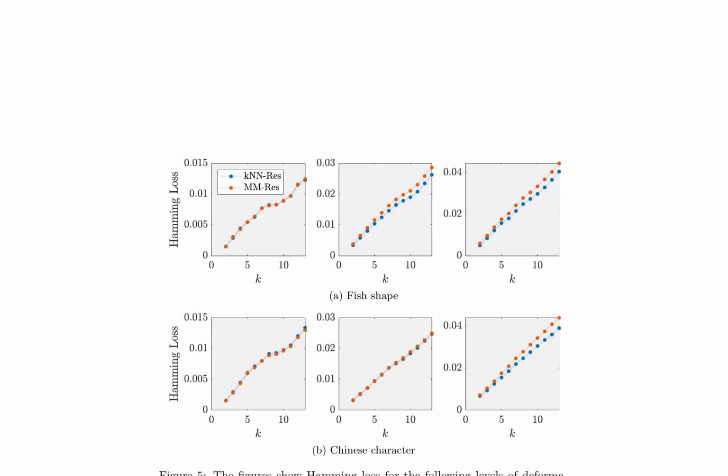The authors present an empirical evaluation of their proposed method for aligning distributions of shapes with varying levels of deformations. In Figure 5, the Hamming loss metric is illustrated for 3 levels of deformations, showcasing the performance of their approach. The figure demonstrates the impact of increasing deformation levels on the alignment of distributions, with level 1 exhibiting the least deformation and level 3 showcasing the most severe deformation.